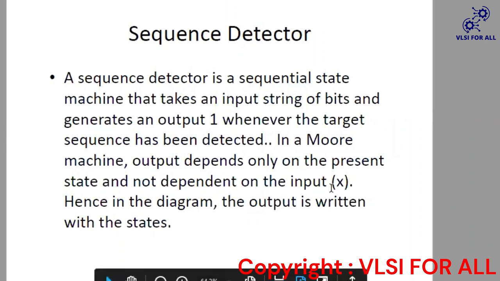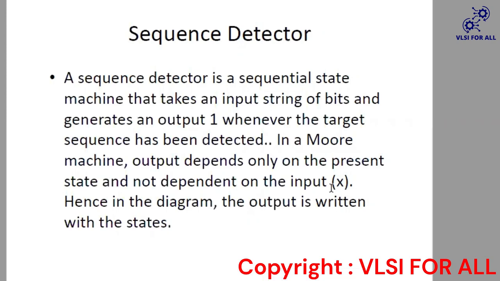Discuss about Moore FSM. FSM stands for finite state machines, and it is also called a sequence detector. A sequence detector is a sequential state machine that takes input of bits and generates an output 1 wherever the target sequence has been detected.